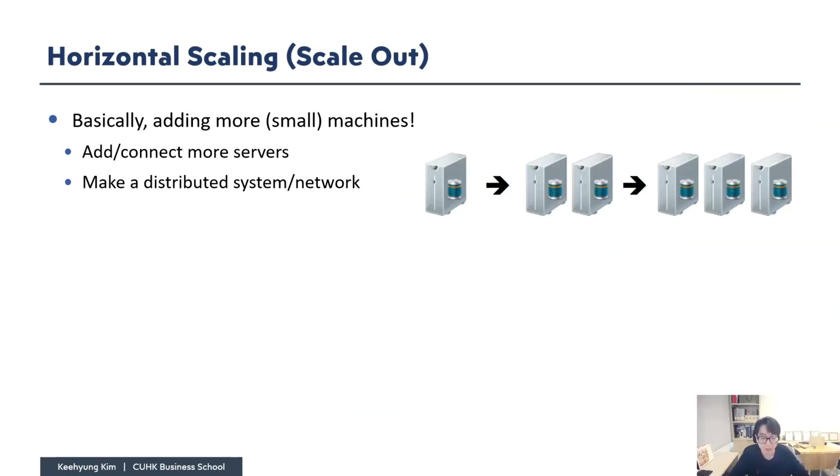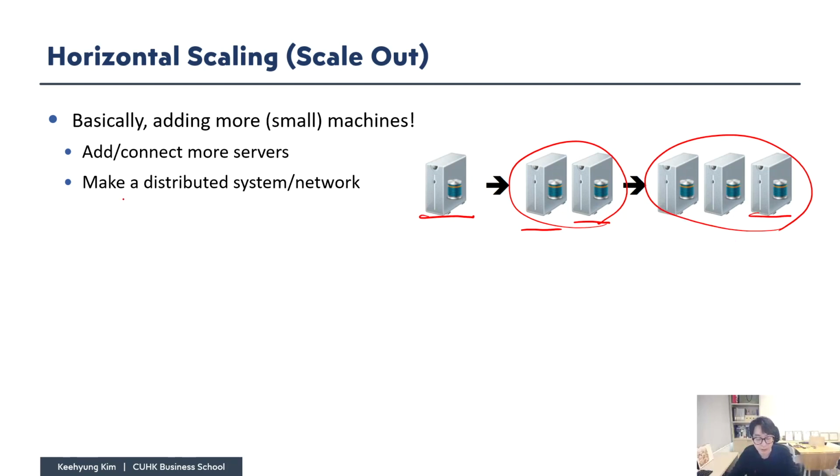So another approach we talk about a lot in big data systems is horizontal scaling. Basically, we are scaling out instead of scaling up. We are trying to add more small machines into the network, into the cluster. So instead of using one server, we add one more, so we utilize two servers. When it's not enough, we add one more server, so we utilize three servers. So we are making a distributed system and network by adding more machines into a cluster. So that's the scaling out approach.